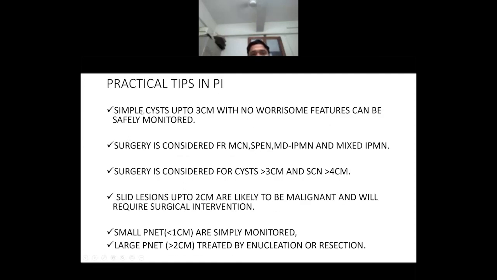Simple cysts up to 3 centimeters with no worrisome features can be safely monitored, and surgery is considered for mucinous cystic neoplasm, solid pseudopapillary neoplasm, main duct intraductal papillary mucinous neoplasm, and mixed intraductal papillary mucinous neoplasm. Surgery is also considered for cysts more than 3 centimeters and serous cystic neoplasm more than 4 centimeters. Solid lesions up to 2 centimeters are likely to be malignant and will require surgical intervention. Solid pancreatic neuroendocrine tumors less than 1 centimeter are simply monitored, and large pancreatic neuroendocrine tumors more than 2 centimeters are treated by enucleation or resection.